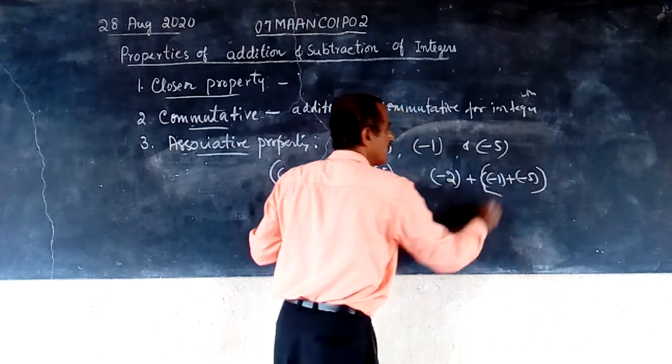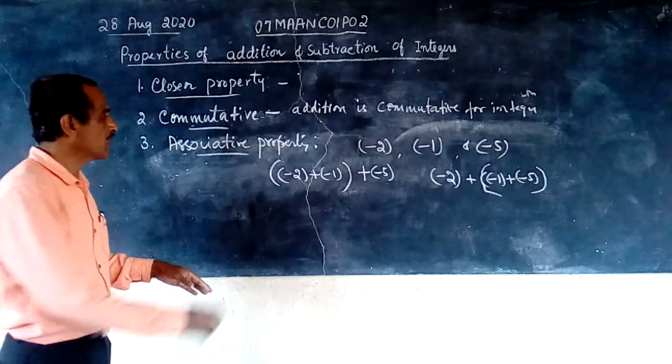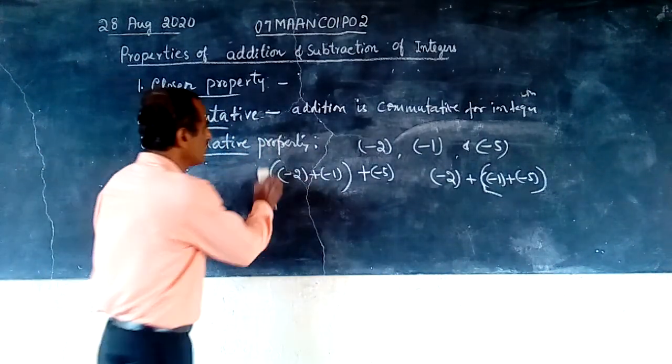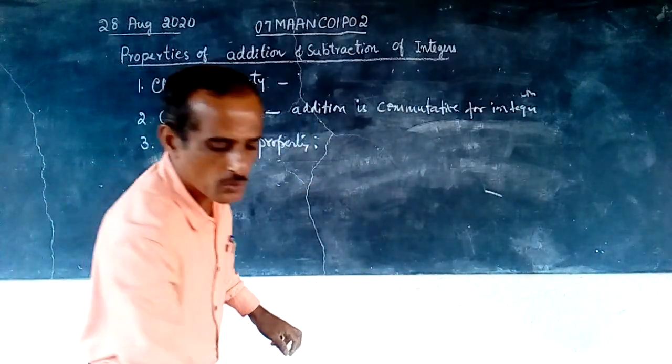Are these numbers equal? If they are equal, the commutative property holds good. Let us see. For the purpose of understanding, let us take positive integers, for example.